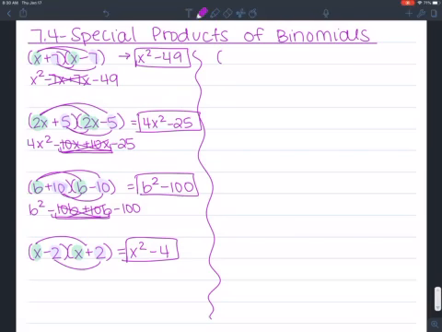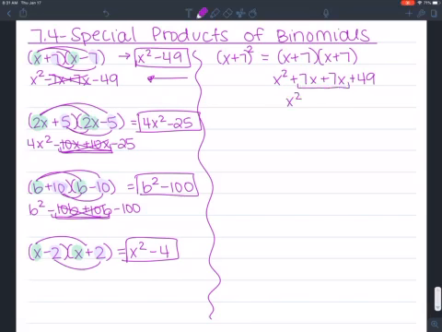Okay. We're also going to have another type where instead of opposite signs, we're going to have the exact same sign. So let's say we have x plus 7 quantity squared. Well, that's the exact same as x plus 7 times x plus 7. So if I multiply those out, it's going to be very similar to this, except instead of a negative 7, we're going to have positive 7, and then positive 49. So instead of these canceling, I have two of the same, and I get x squared plus 14x plus 49.